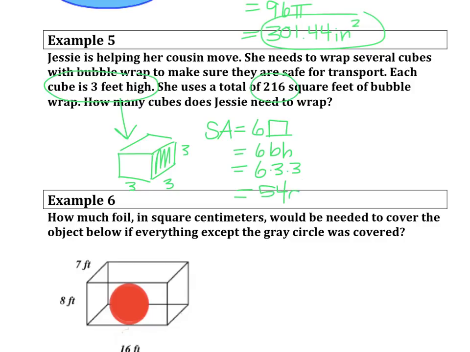And I need to know how many 54 square feet fit inside 216. So I divide 216 by 54, and that would be 4 cubes she would need to wrap.